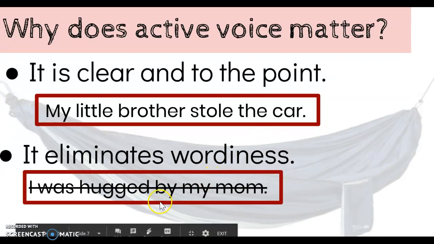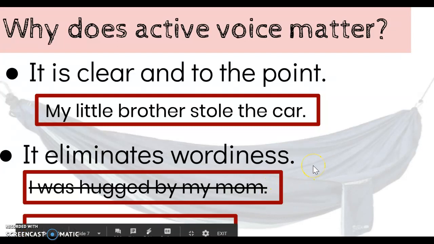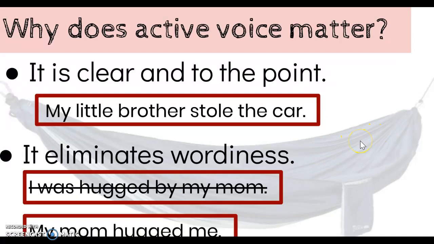It also eliminates some wordiness. If I look at the sentence, "I was hugged by my mom," there's a much easier way of saying that. Think of who's the subject, my mom, doing the action. My mom hugged me. And this will make a little bit more sense when we talk about when it's appropriate to use passive voice.